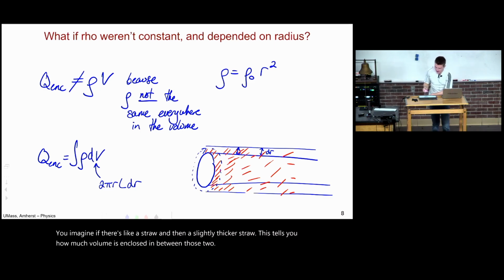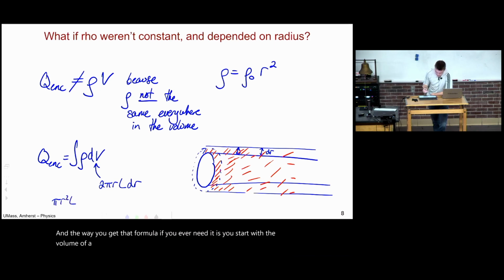And the way you get that formula, if you ever need it, is you start with the volume of a cylinder and you take a derivative with respect to r, which brings down this 2.